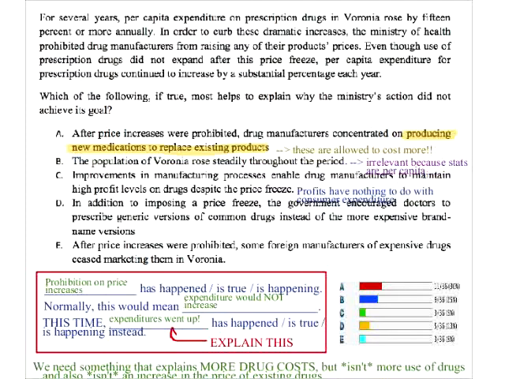This one: in addition to imposing a price freeze, the government encouraged doctors to prescribe generics. These cost less. It says instead of the more expensive versions. So this would actually have the opposite effect. This would make consumers' costs go down, not up. So this is the opposite of what we want. We want something that explains why they are spending more. This would make them spend less. And then: some foreign manufacturers of expensive drugs ceased making them. This is also fewer drugs. This is less spending on expensive drugs if you can't get them anymore. So the only one that could explain these things is A.